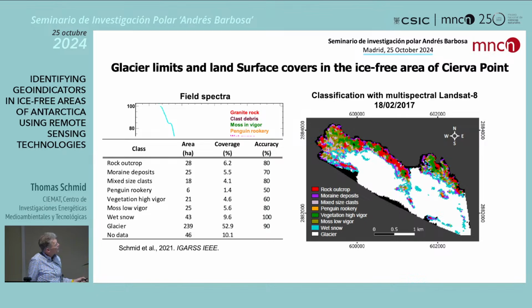surface covers, moraine deposits, clasts, penguin rookeries, we could even determine not so well, because we have to think that we have a 30 by 30 meter pixel. And these penguin rookeries in this area are very patchy, they're very spread. But anyhow, we could determine a very good land surface cover with an image, but this is exceptional. I haven't been able to repeat this in Antarctica with the expeditions I've been on.